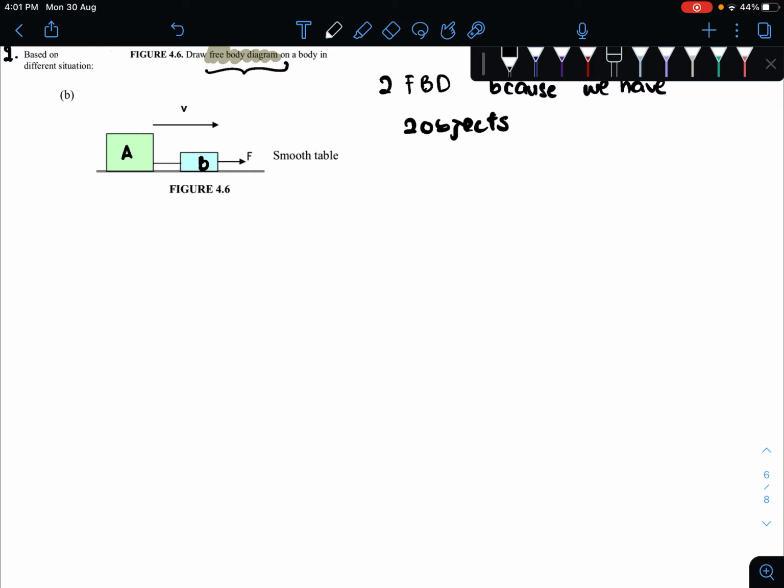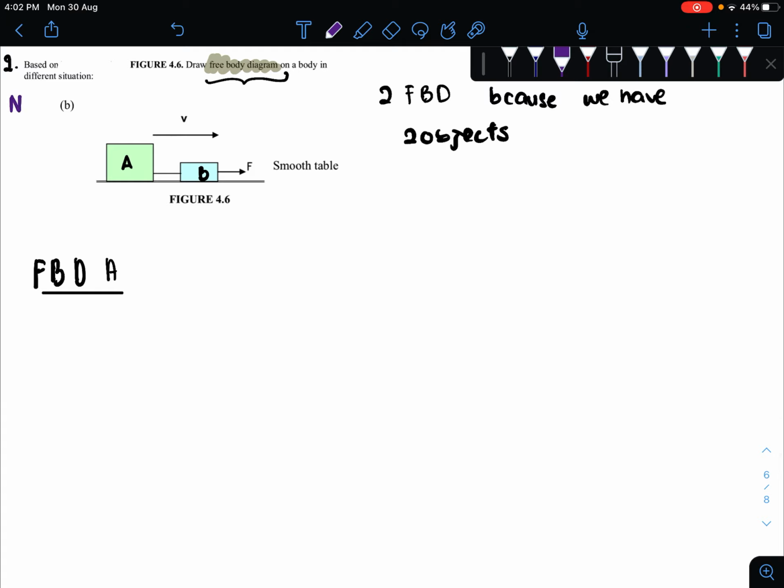Okay, object A, the FBD of object A, free body diagram of object A. Alright, before we sketch, let us identify the forces. So we have 5 forces that we have studied: a normal force, weight, tension, frictional force, and also external force. Let us first look at normal force. Since the object is on the surface, we are going to experience a normal force here. The normal force must be perpendicular to the surface. And I'm going to use subscript A here to distinguish between the objects.